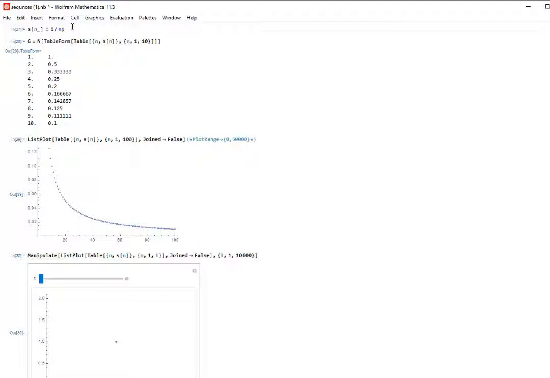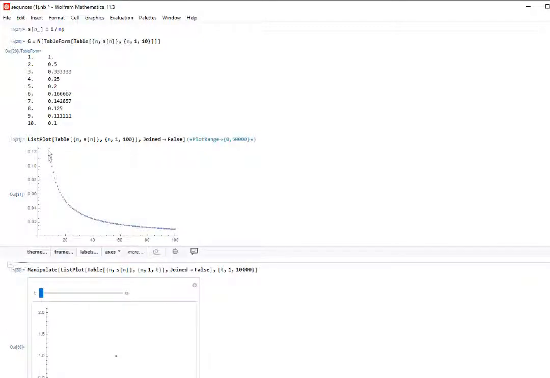Now I have chosen the easiest sequence here, 1 over n, and let me show you how the code works. So here the sequence is 1 over n, and here's the list of the terms of the sequence: 1, 1/2, 1/3, and so on. And if we plot the terms of this sequence, you can see the terms of the sequence are decreasing, right? It seems like they are approaching something. So these dots are each term of the sequence. You can see they are getting smaller and smaller.